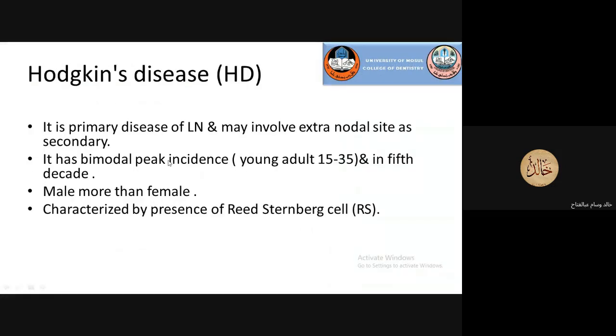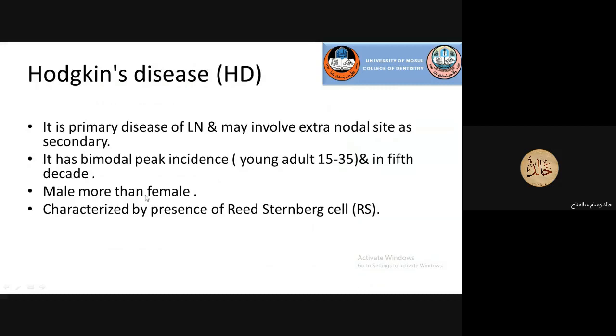Hodgkin disease is a primary disease of the lymph node, and it may involve an extranodal site as a secondary manifestation. It has a bimodal age incidence. It is seen in young adults, 15 to 35, and also in the elderly in the fifth decade. Males are affected more than females.